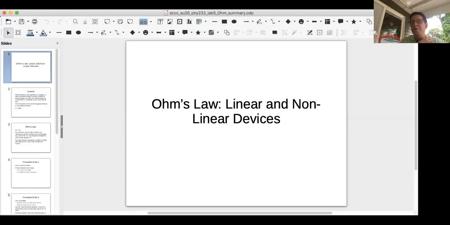Good morning again. Today's lab experiment is Ohm's law, linear and nonlinear devices. A linear device is one where the resistance remains constant as you put more current through it. As a result, when you plot voltage versus current on a graph, you get a straight line with a slope that equals the resistance of the resistor. That's a linear device, but we're also going to look at a couple of nonlinear devices today.